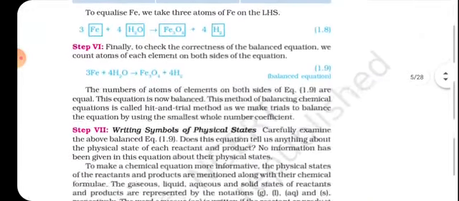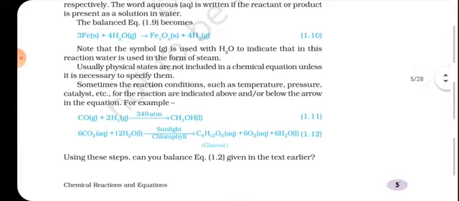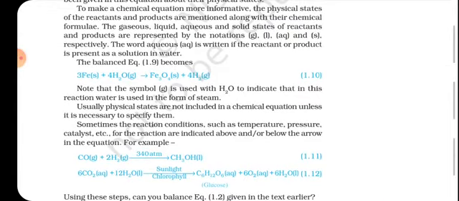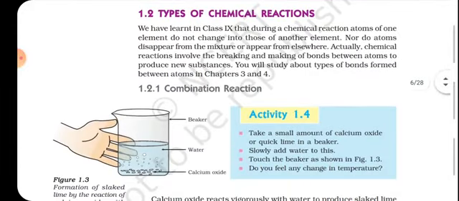So we move on to the next topic, that is different forms of chemical reactions, the types of chemical reactions. As we all know, there are various types of chemical reactions: combination reaction, displacement reaction, decomposition reaction, double displacement reaction, oxidation, reduction, and the combination of oxidation and reduction is said to be redox reaction, as well as exothermic reactions and endothermic reactions. I hope you are clear with this.